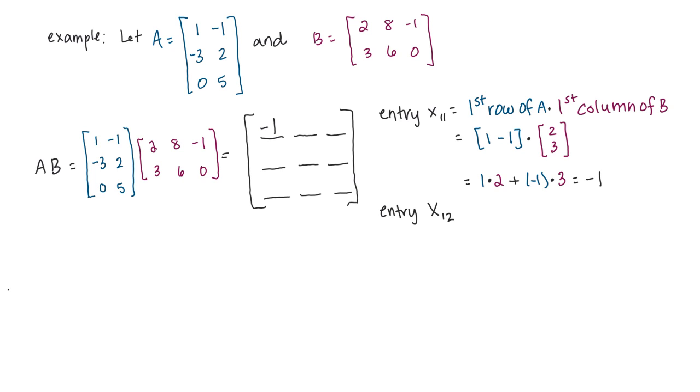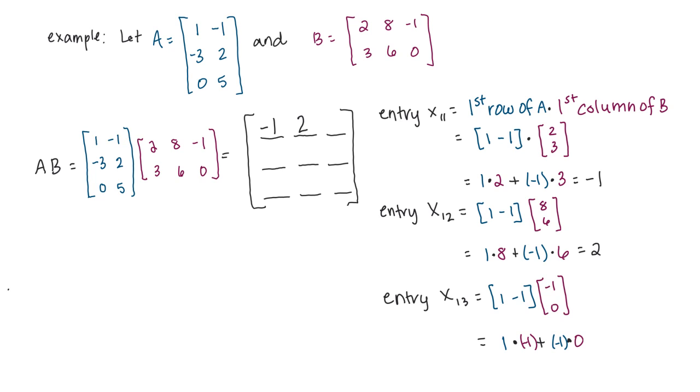Now our x12 entry is, again, first row, second column. We're going to take the first row of A and multiply by the second column of B. So 1, negative 1, and 8, 6. 1 times 8 plus negative 1 times 6 equals 2. So this entry becomes a 2. Our next entry is going to be the first row, third column. So our x13 entry will be the first row from A, the third column from B, and when I do that work, 1 times negative 1 plus negative 1 times 0, I get a negative 1 to put in this position.